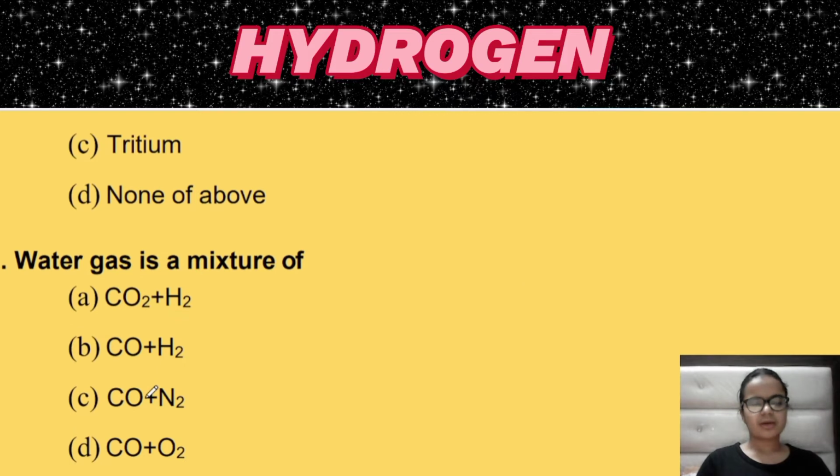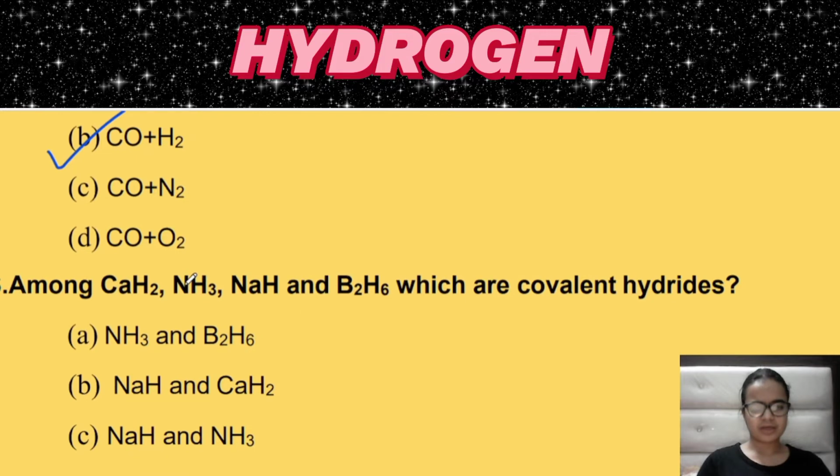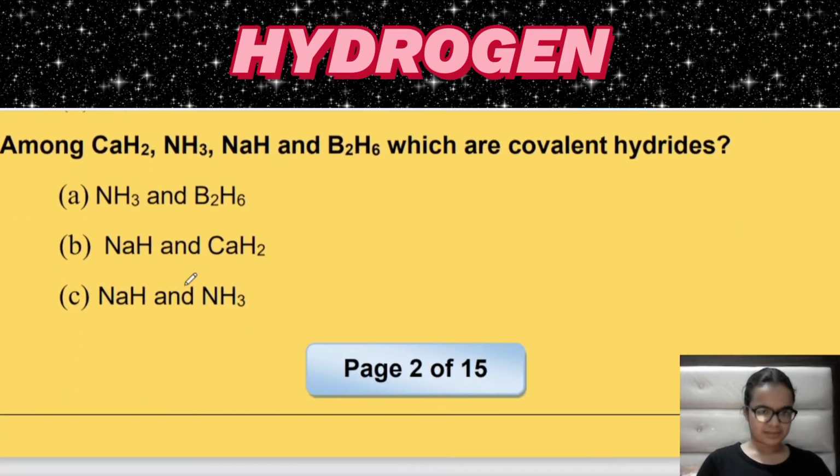Next question is, water gas is a mixture of, and the answer is carbon monoxide and hydrogen. So CO plus H2. Next question is, among CaH2, NH3, NaH and B2H6, which are covalent hydrides? And the answer is NH3 and B2H6. So the answer is A.